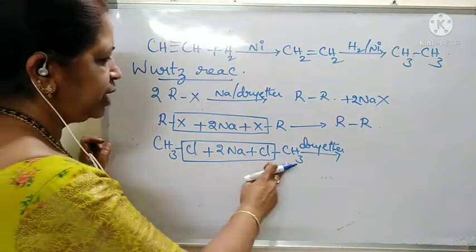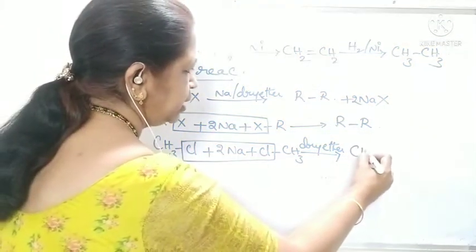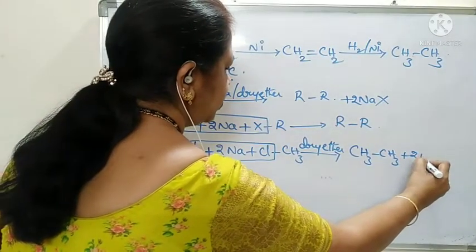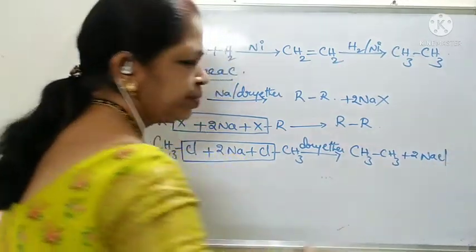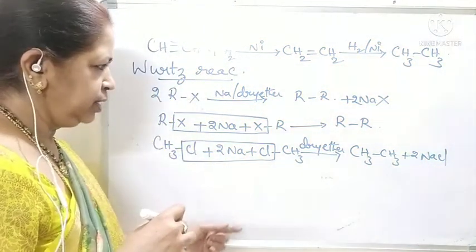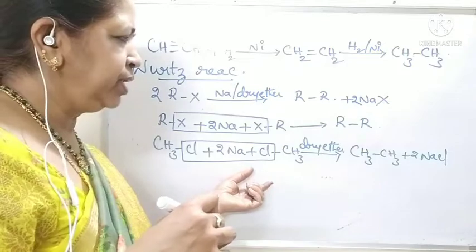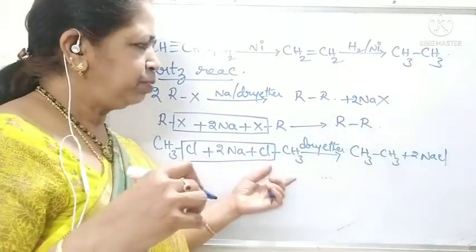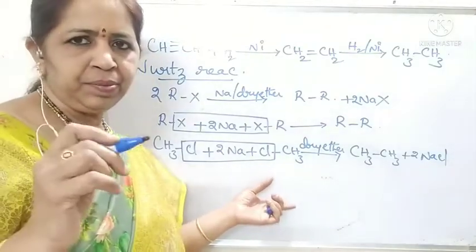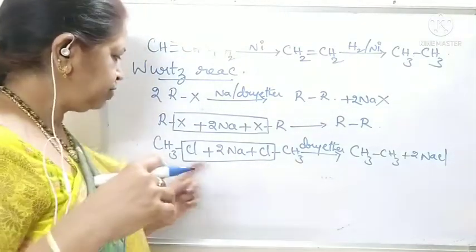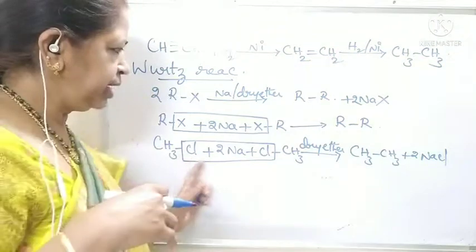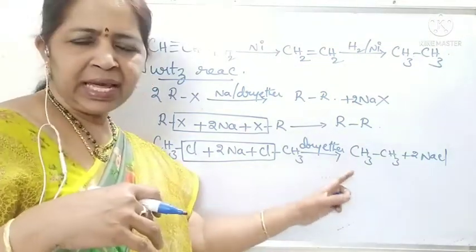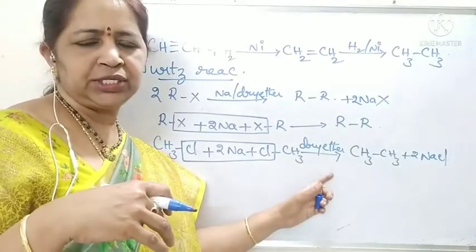Dry ether is taken as the solvent for this reaction and these will react. This methyl and methyl will join to form ethane, CH3CH3, plus 2NaCl. This is a very important reaction. The limitation for this reaction is that we cannot prepare methane, because we are getting an alkane with double the number of carbon atoms. So, methane cannot be prepared by Wurtz reaction.